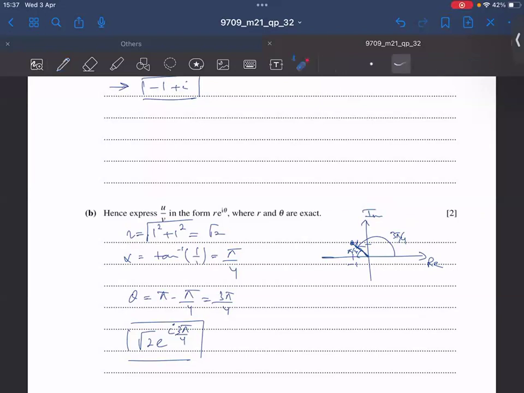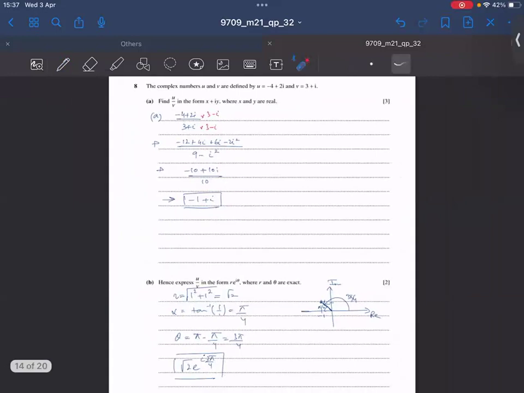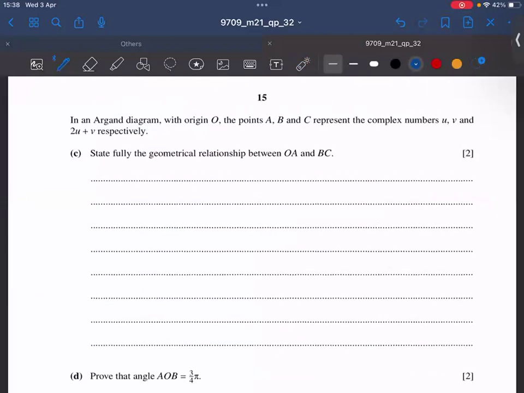Bilal Ahmed, can you verify from the marking scheme the answers of both the parts? Okay, sir, just wait a minute. The question number is 8. First answer is minus 1 plus i. Second, r is equal to the square root of 2, theta is equal to 3 over 4 pi. And the C part shows BC is equal to 0.208.